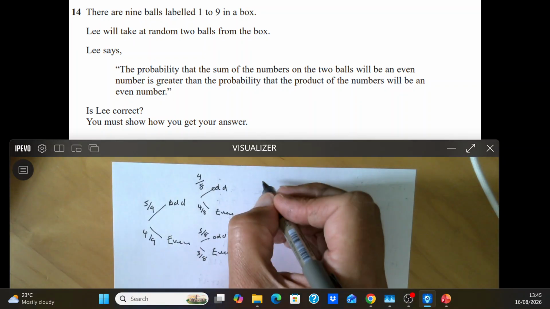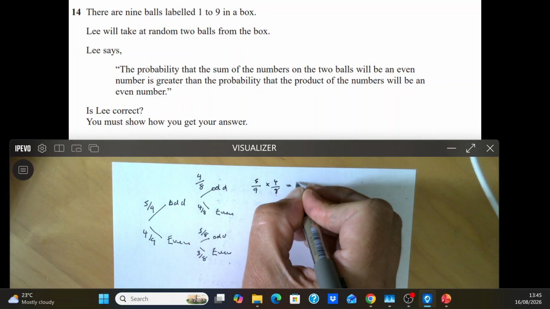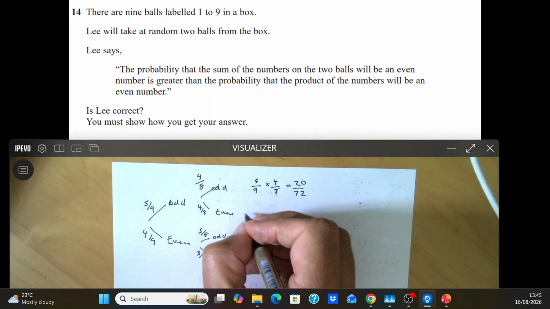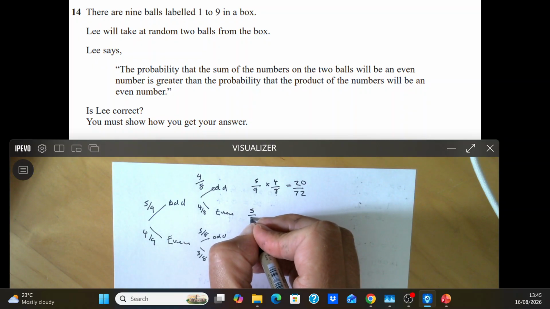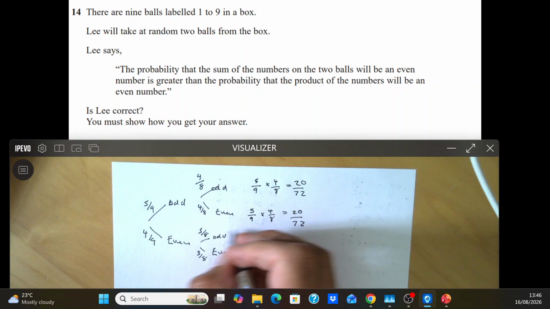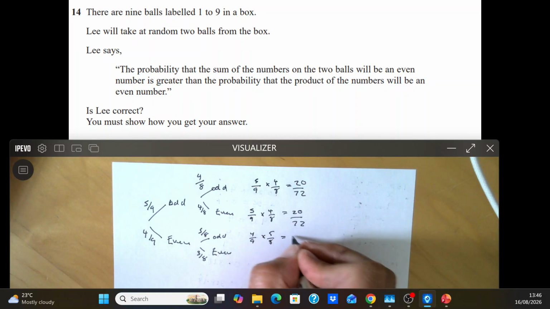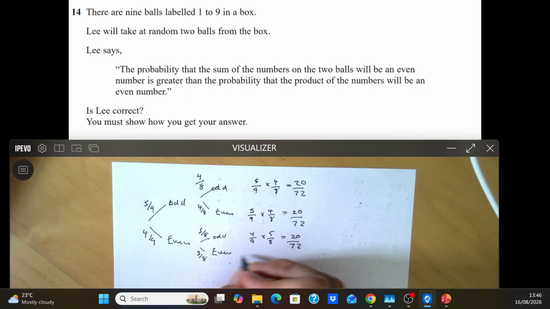So what's the probability of getting this one? 5 over 9 times 4 over 8, which is 20 over 72. 5 over 9 times 4 over 8, 20 over 72. 4 over 9 times 5 over 8, 20 over 72. 4 over 9 times 3 over 8 gives me 12 over 72.